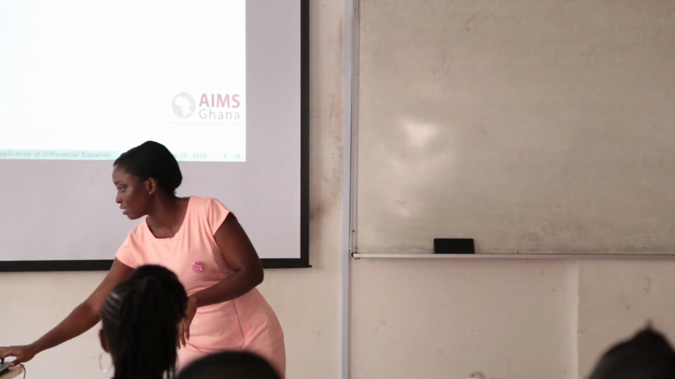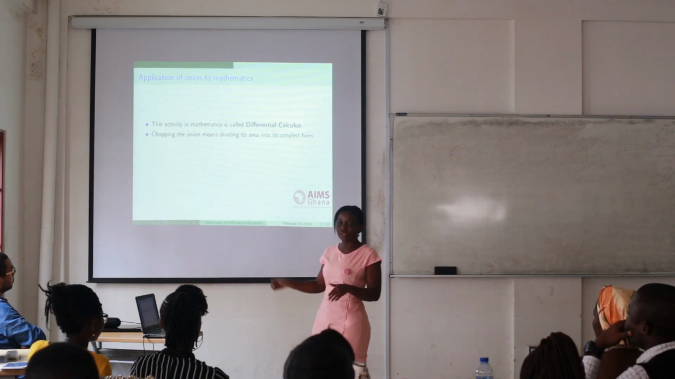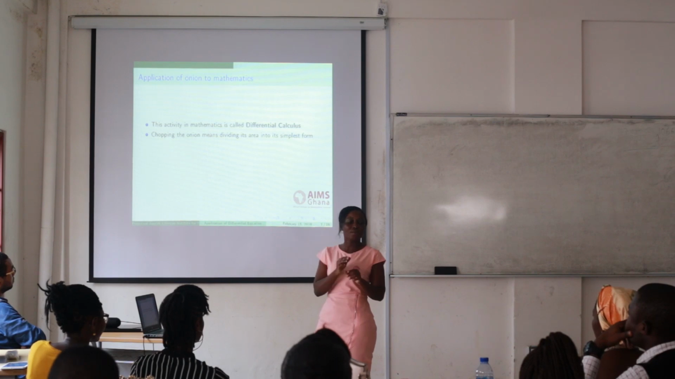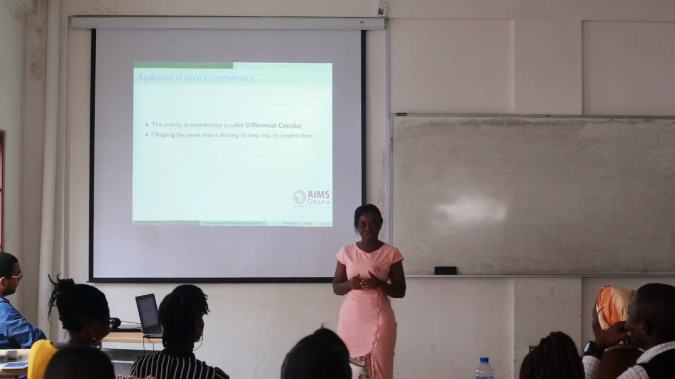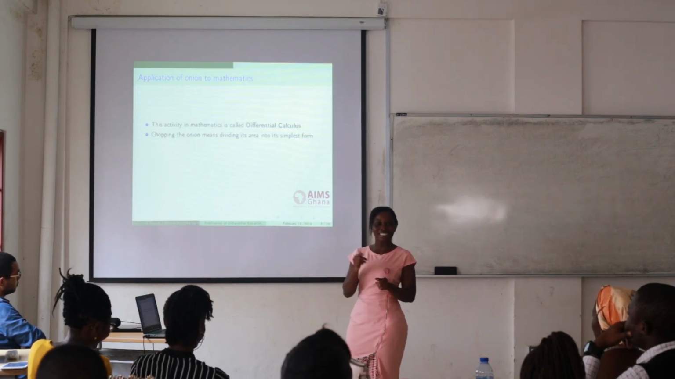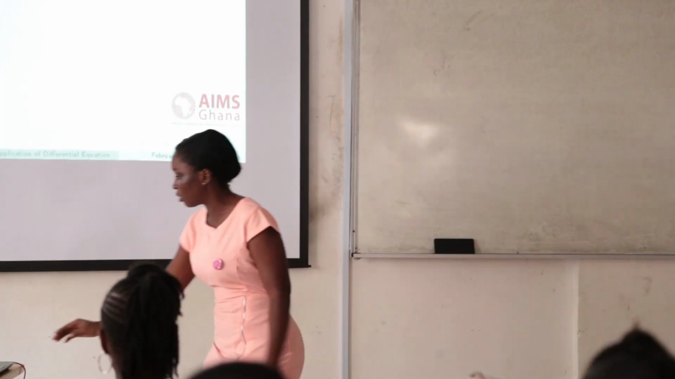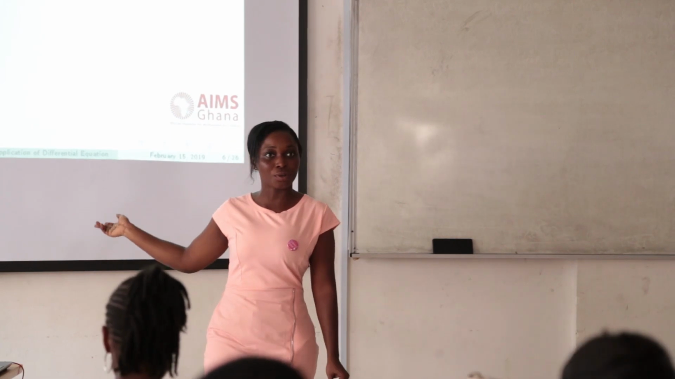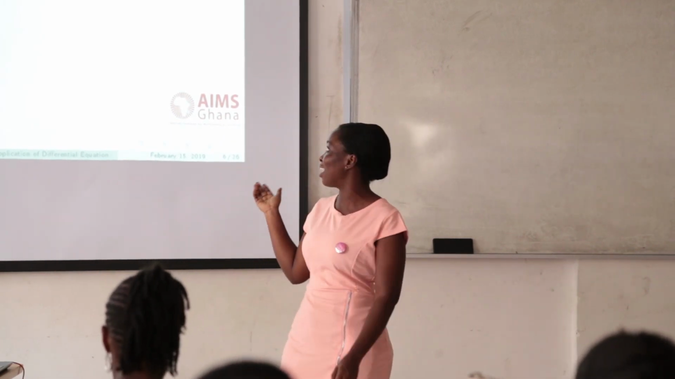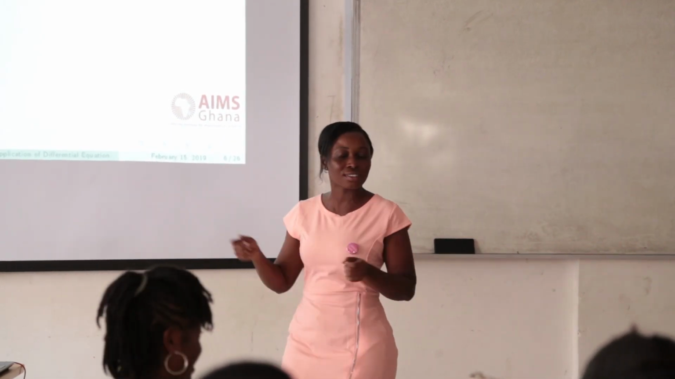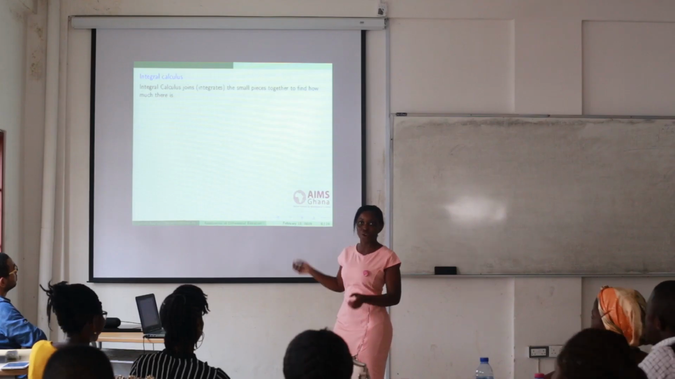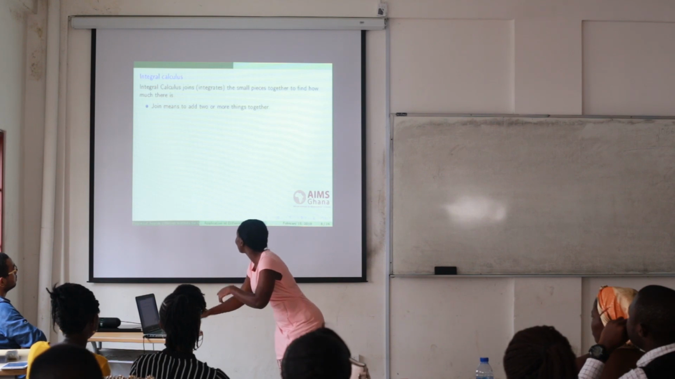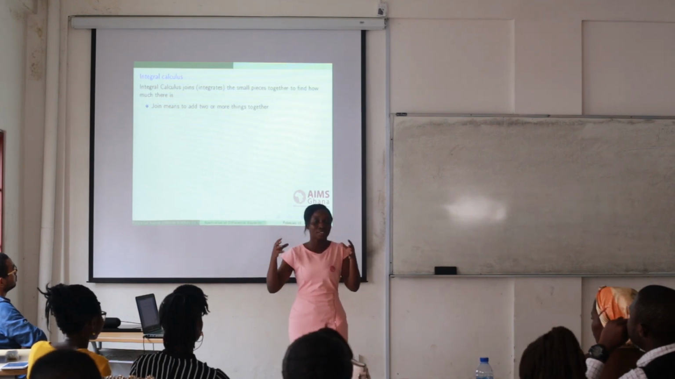So this man is having an onion, and he is dividing it into smaller pieces. So whenever you have something and you divide it into smaller pieces, then that activity you are doing is differential calculus. We can never talk of differential calculus without talking of integral calculus. The integral calculus is the reverse of the differential calculus, which joins smaller pieces together. As I said, joining means we are adding two or more things together.